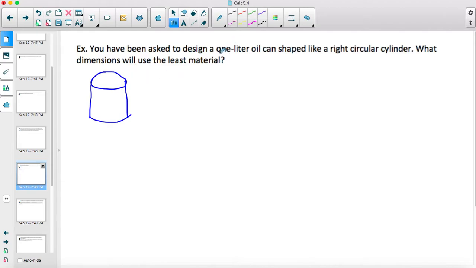So we want to design this can to use the least amount of aluminum. We know that this can equals 1 liter, but we want to find the surface area. The surface area is not going to be measured in liters, so let's convert that liter into units that make more sense for our problem, and that would be 1,000 centimeters cubed. So 1 liter equals 1,000 cubic centimeters.